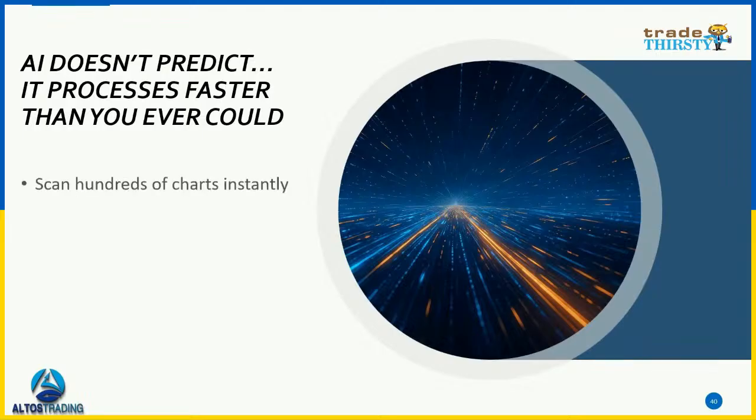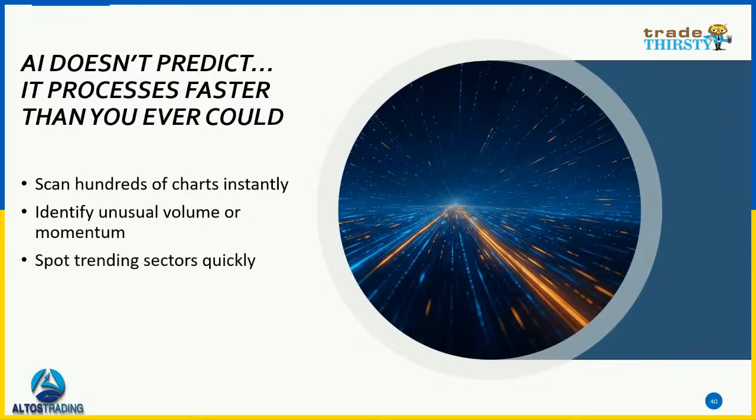AI is not here to magically predict the market. If it were that easy, we'd all be very wealthy and retired, right? But what it does do is process information faster than any human can. So it takes massive amounts of data and turns it into something that you can actually use. And that's where the edge comes from.